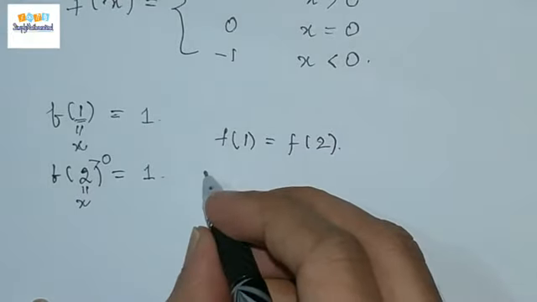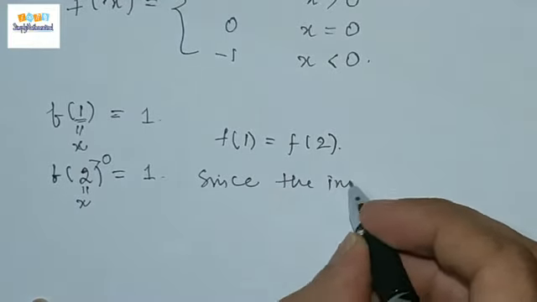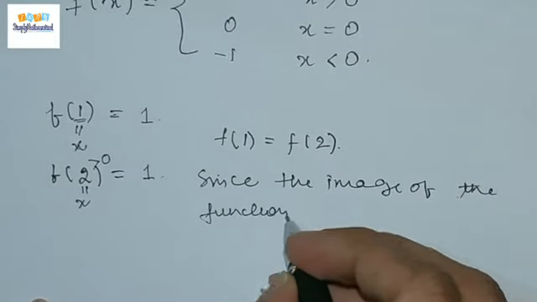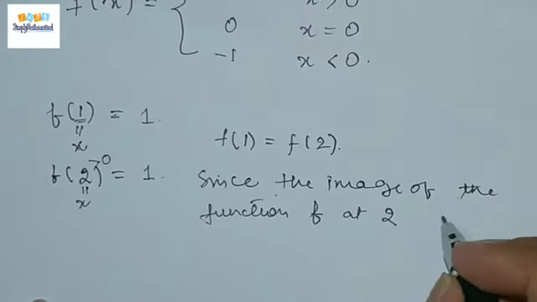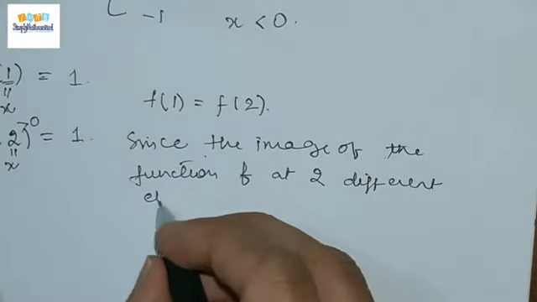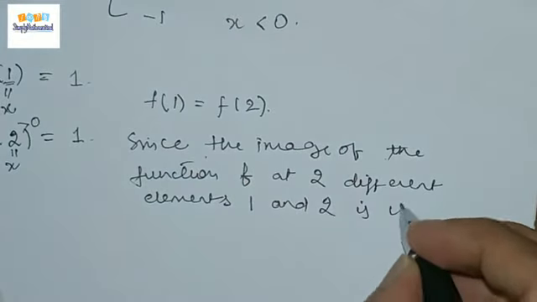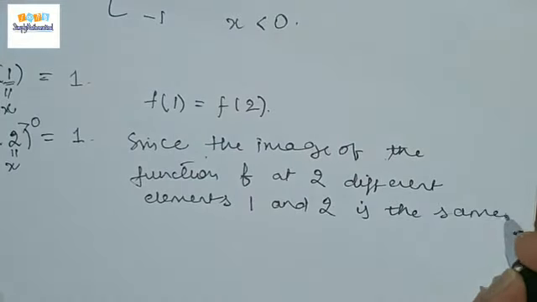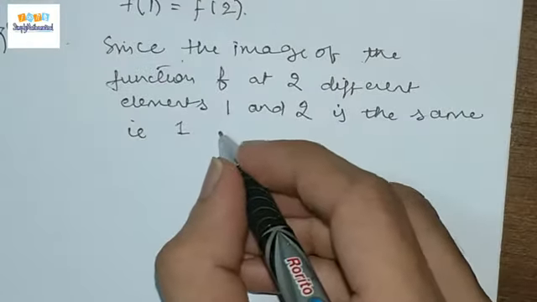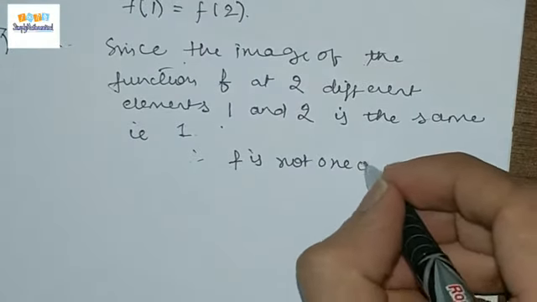So since the image of the function f at two different elements 1 and 2 is the same, that is 1, therefore f is not one-one.